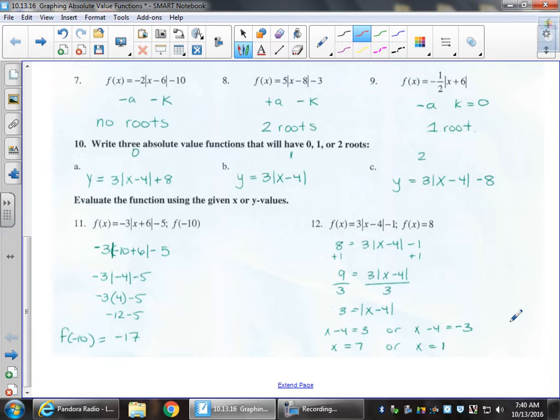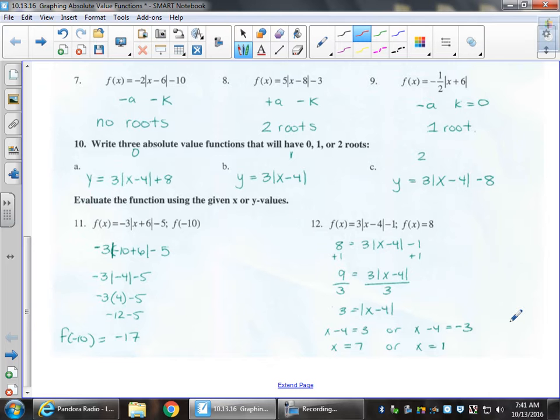So for 7, 8, and 9, let's just briefly talk about what these notes mean. A negative A value means it opens down. If it opens down and it's been shifted down, visually picture what that means. It's opening down and has been shifted down. Will it ever cross the x-axis? No. Now, number 8, I have a positive A value, so it's opening up, positive 5. I have a negative K, -3. So it's been shifted down and opens up.